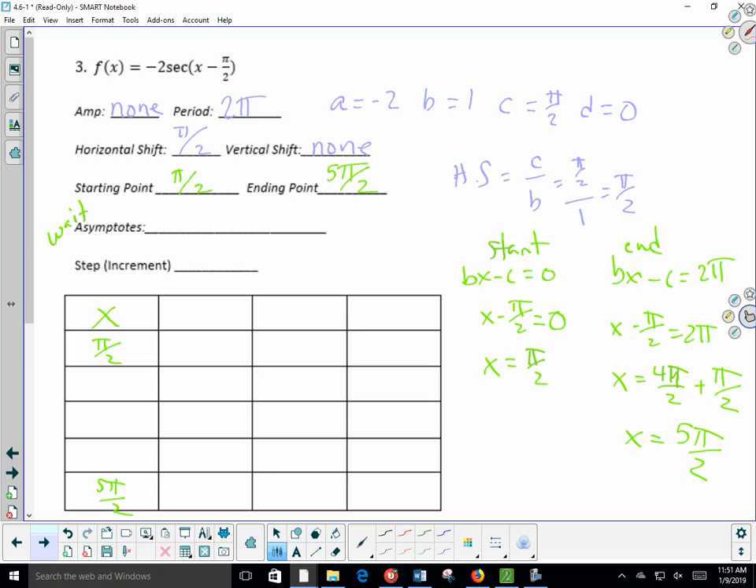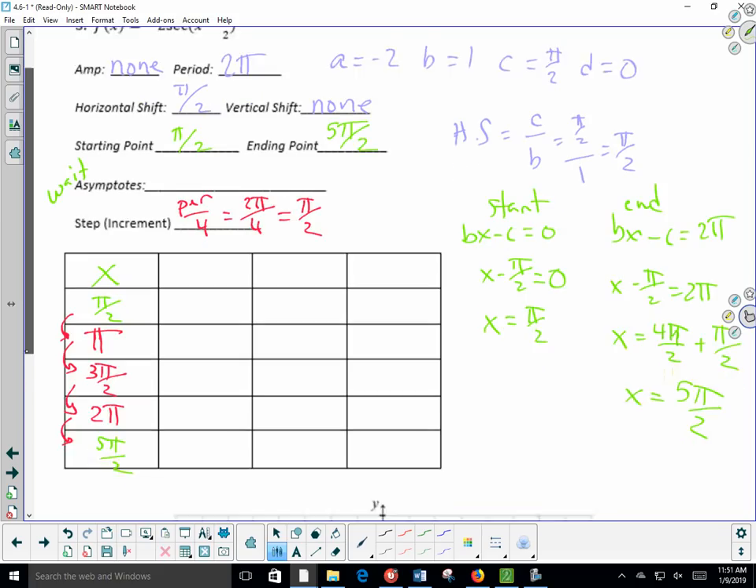But for right now, we can find the step. That's just the period divided by 4. So that's 2 pi over 4, or pi over 2. So if I add pi over 2 here, I get pi. And then if I add pi over 2 to that, I get 3 pi over 2. Add pi over 2 to that, I get 2 pi, that's 4 pi over 2, and then I get 5 pi over 2. All right, remember, what are we actually filling in this chart?